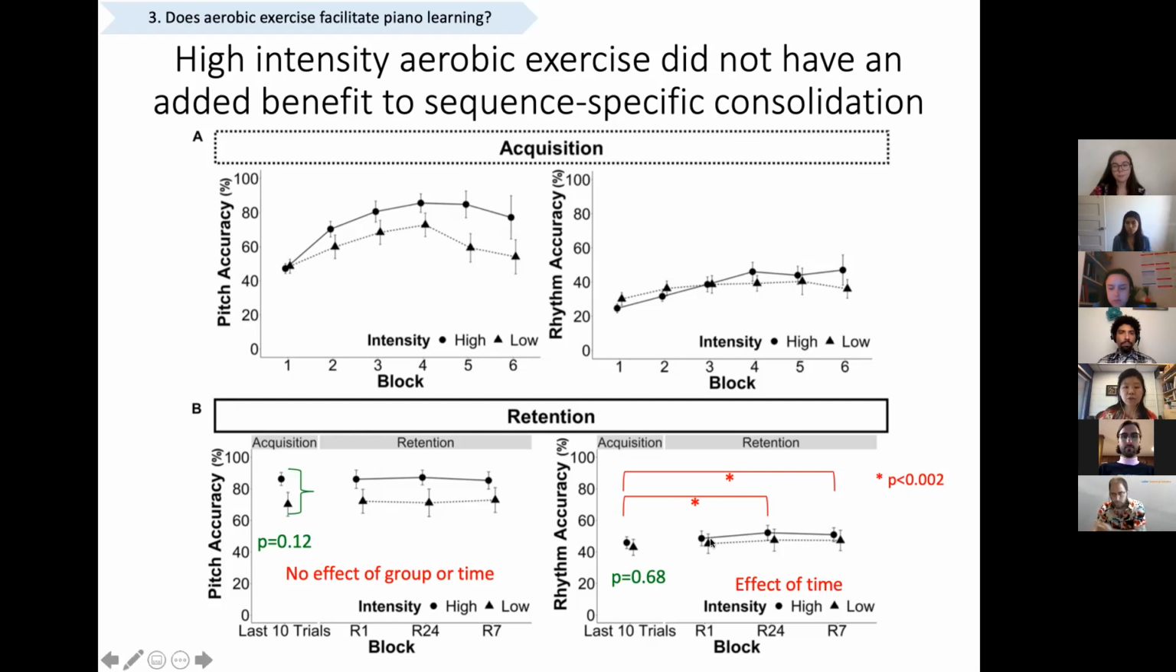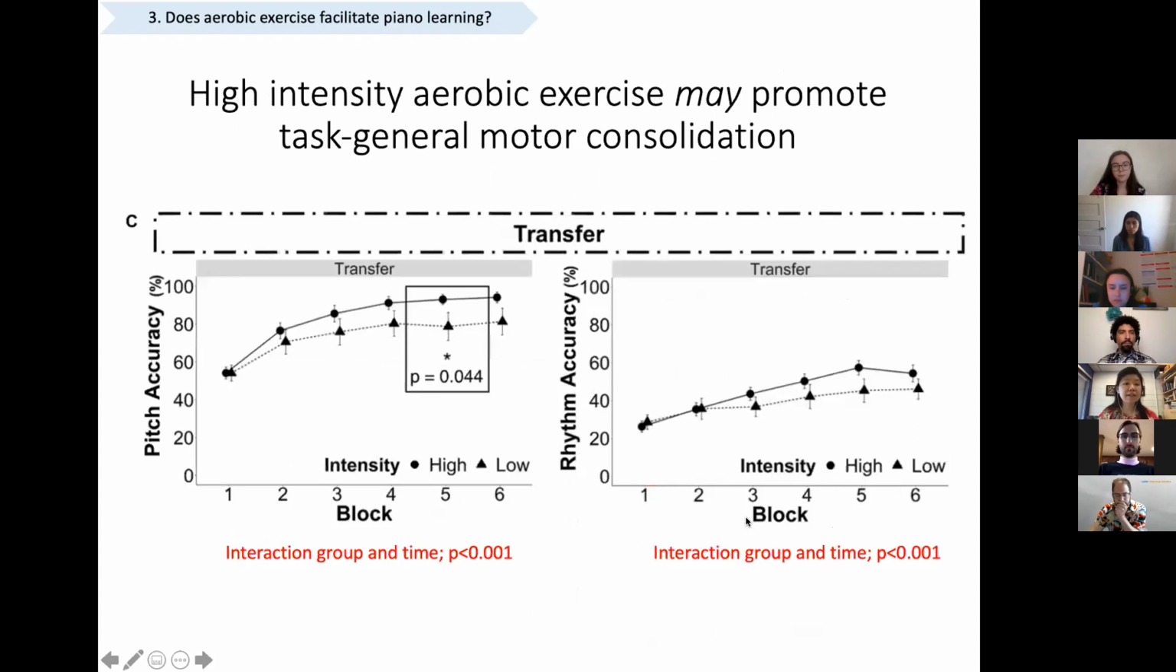What happens during the transfer test? This is on day 7. After they've performed the retention test of the melody that they learned, they are now asked to perform a novel melody. There was an interaction for both pitch and rhythm measures. The rate of improvement in performance for people who underwent the high intensity protocol was slightly greater than that for people who underwent the low intensity protocol.